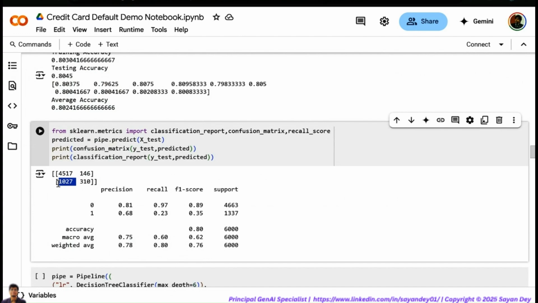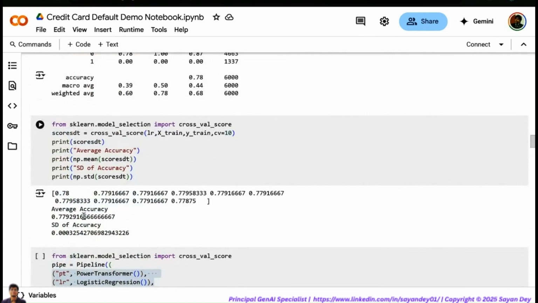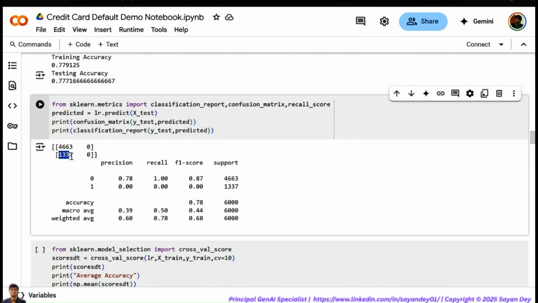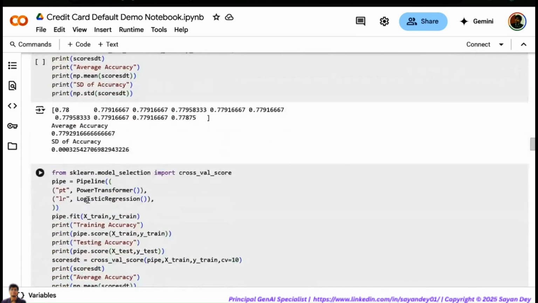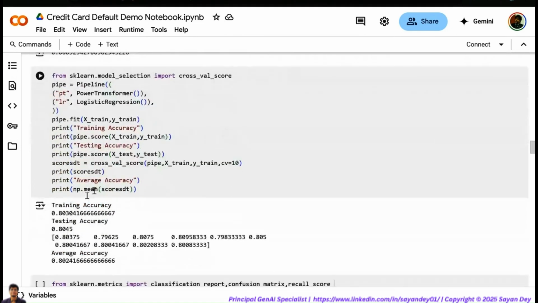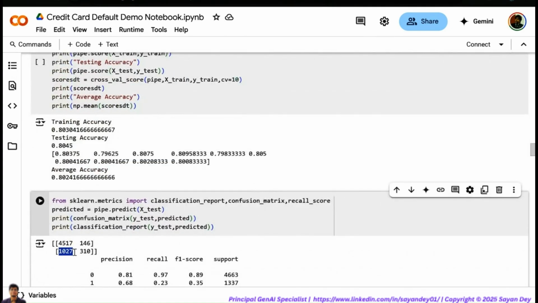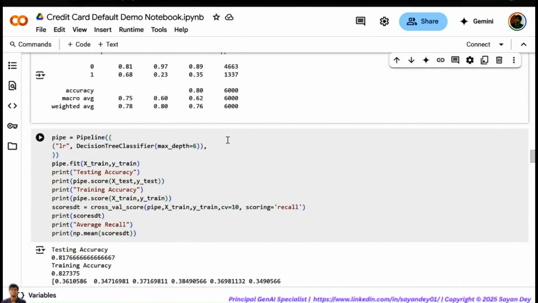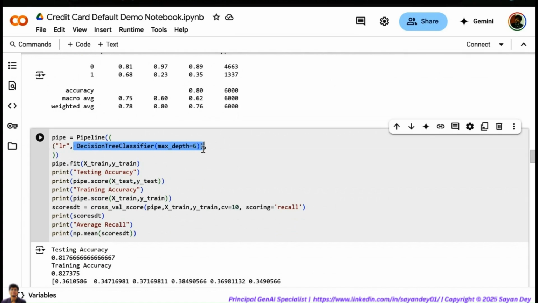So in reality, you have a defaulting customer, but you are unable to recognize those defaulters. That's a serious problem. 1027 false negatives is very bad, but this is still better than what we had before. Before we had 1337 false negatives, but now with the power transformer, after we reduced the skew in our data and made it more symmetric, more normal, we have incrementally made it better. Can you see? Next, we are applying decision trees. I will talk a little about decision trees in the next conversation.